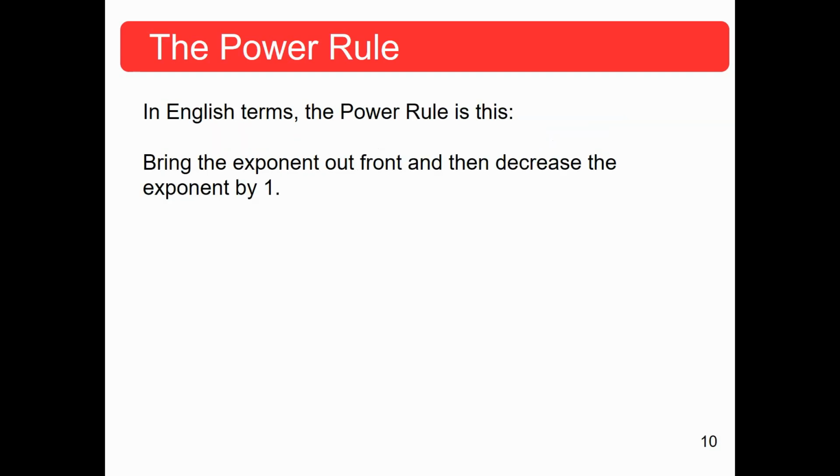So we make sure that we write this, that in English terms, the power rule is just bring the exponent out front and then decrease the exponent by 1. That's all there is to it.